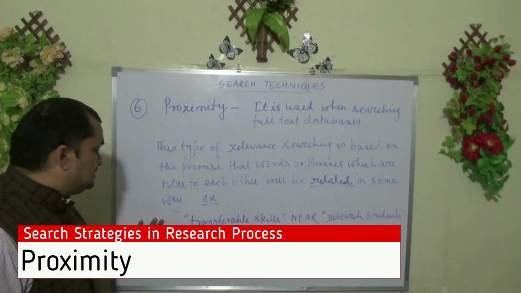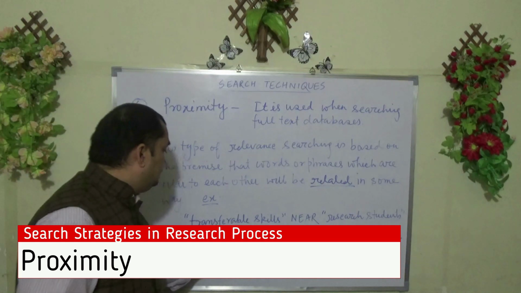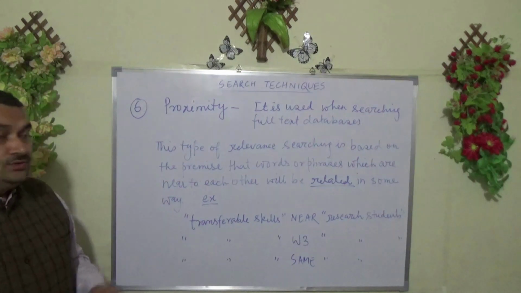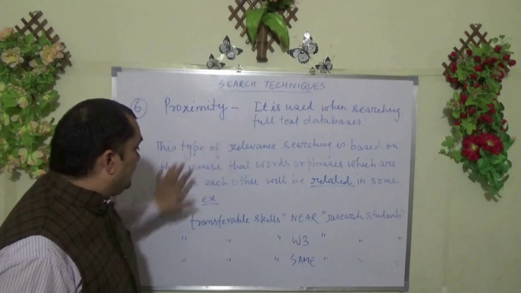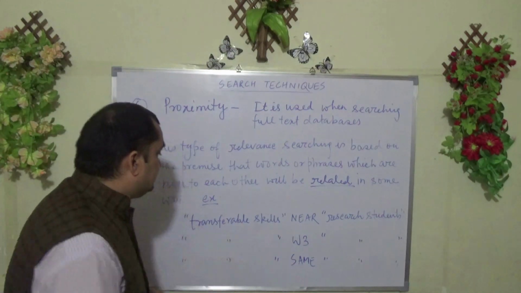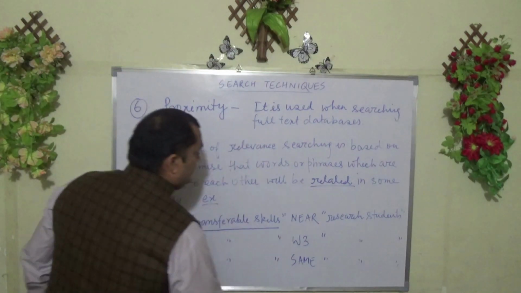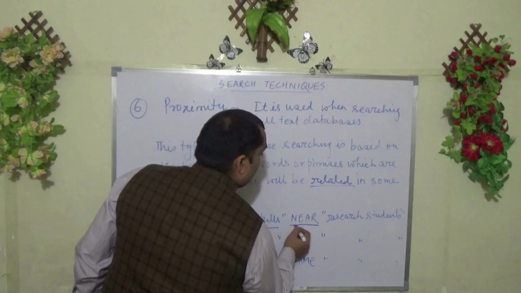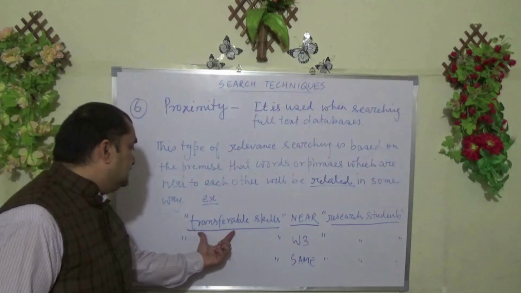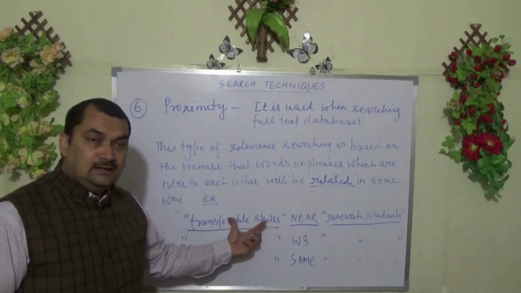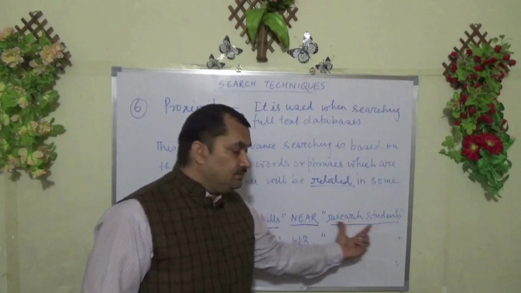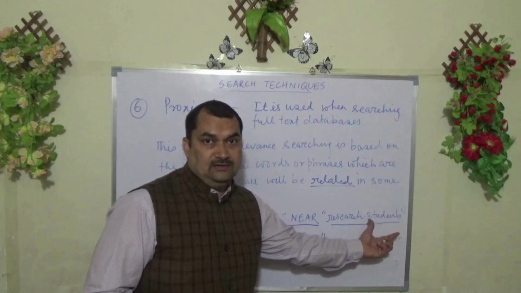I am taking 3 examples. For example, if I have to search transferable skills of research students, how do I use the proximity? I will use, in inverted commas, transferable skills, and then I use near, and then I use research students. So it will start searching transferable skills, and in the same sentence, wherever it finds research students.